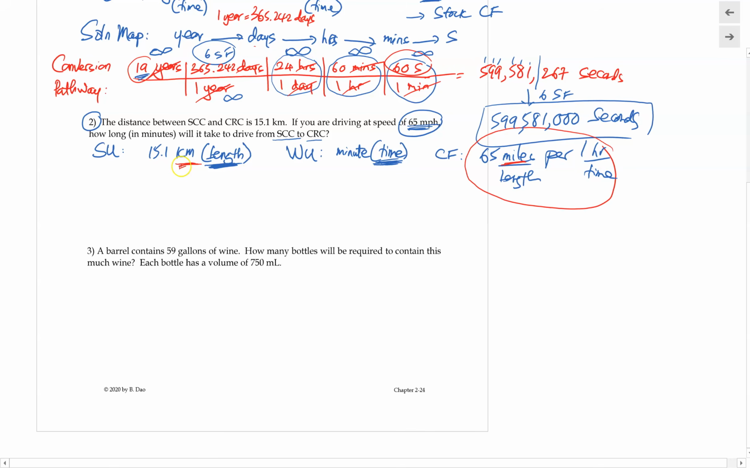So the first step is to convert from kilometer into mile, and therefore the solution map. So we need to convert from kilometer into mile first. And once we have mile ready, we can now use this conversion factor, and this will then get us into hour. So this is where this conversion factor will come in, allowing us to convert from miles into hour. And once we have hour ready, we need to convert this into minute, because that is the wanted unit. So the time has to be in minute. And now we can convert hour into minute. So there you go, that will be the solution map.